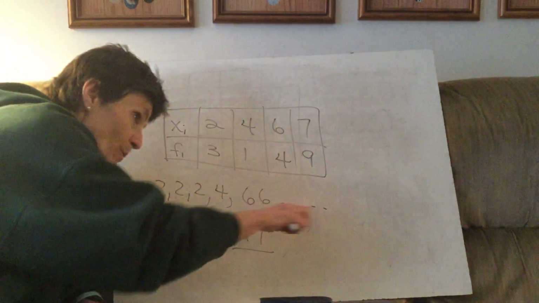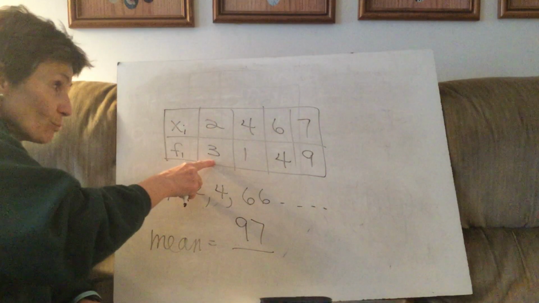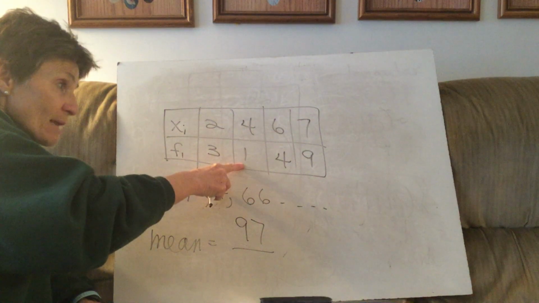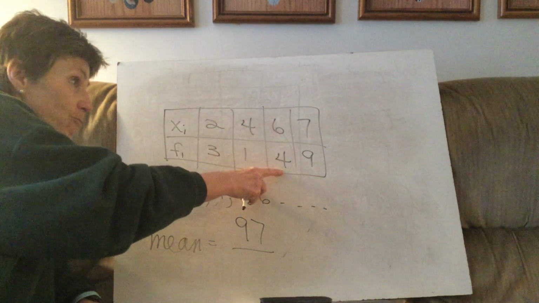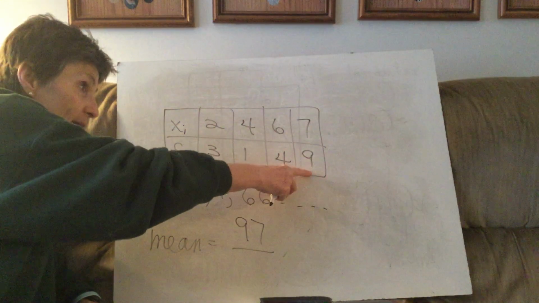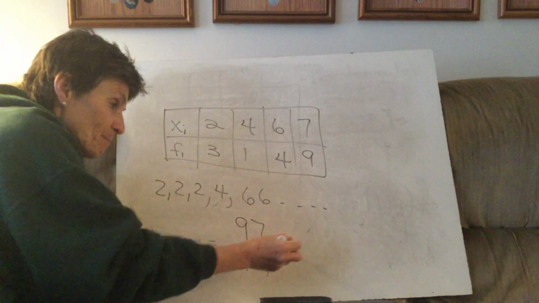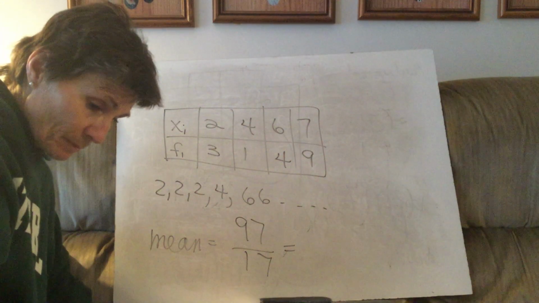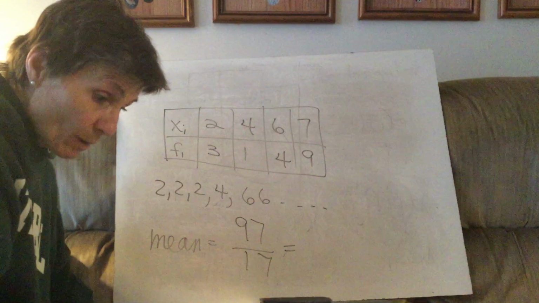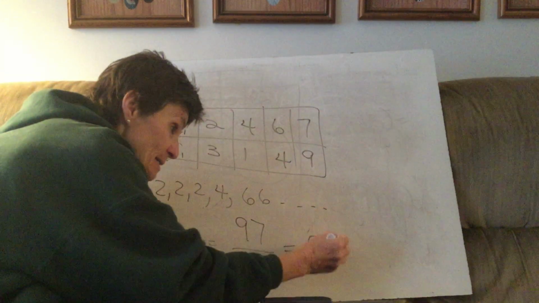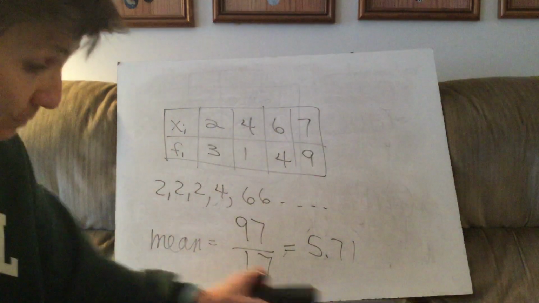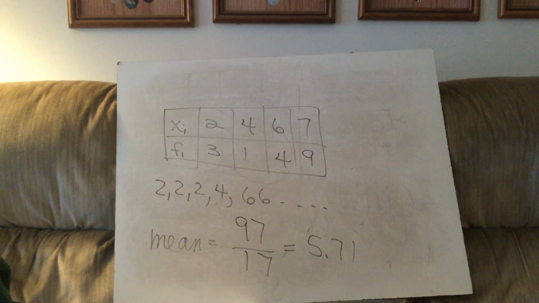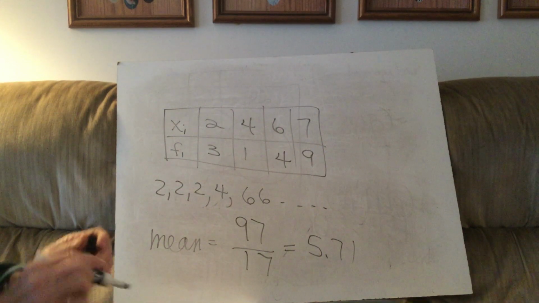Now, how many numbers would be in this list? Well, there'd be 3 2s and 1 4, that's 4. 4 6s, that's 8. And 9 7s, that's 17. So your mean is 97/17, which is fine to leave that way, but if you prefer to write it as a decimal, it'd be 5.71. That is your mean.